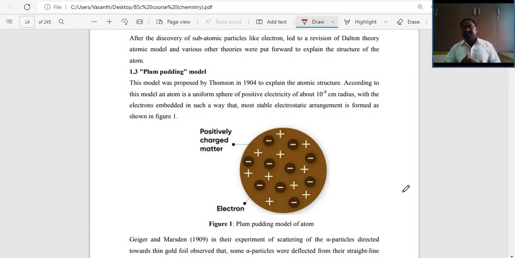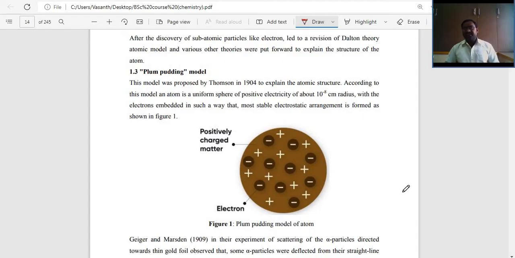Due to the electrostatic force of attraction between the nucleus and the outermost valence shell electron, the electron revolves around the nucleus at a certain distance. It creates a path. As an assumption, we say that the atom is spherical in shape.